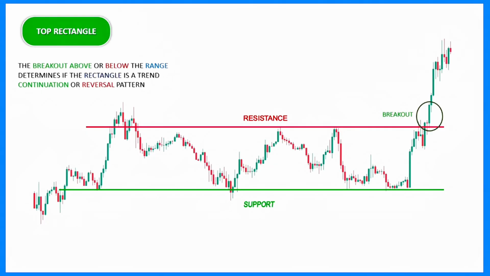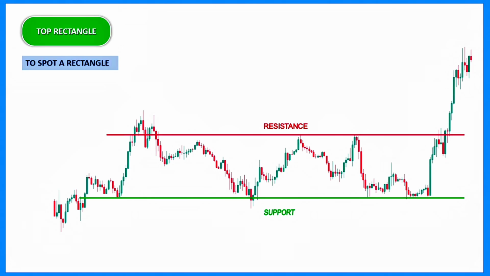To truly understand what the rectangle pattern will do, you have to wait for the breakout. If you try to anticipate the move and enter too early, you're basically trading noise, a confusing piece of price action. My advice is simple. Wait for the real breakout first, then decide whether you'll trade with the trend or against it.